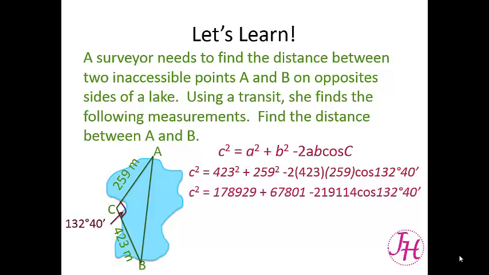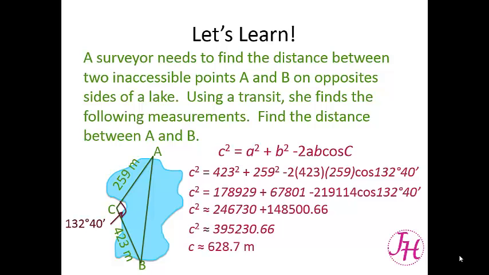Simplify all of your squares and multiplication. Then add your 178,929 to your 67,801. And then also simplify the multiplication of 219,114 times the cosine of 132 degrees and 41 minutes. And then finally combine those two and take your square root. So side c is approximately 628.7 meters.